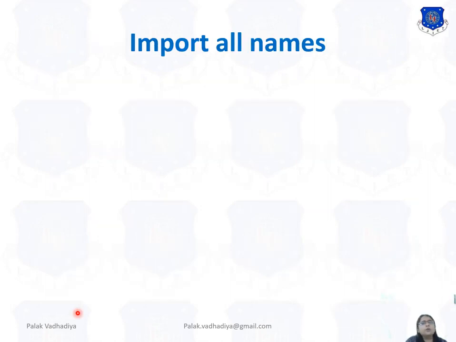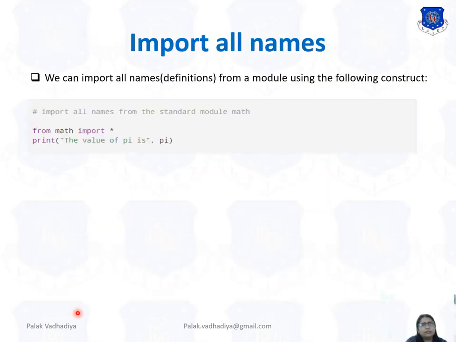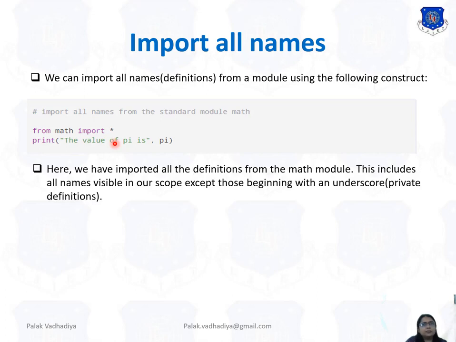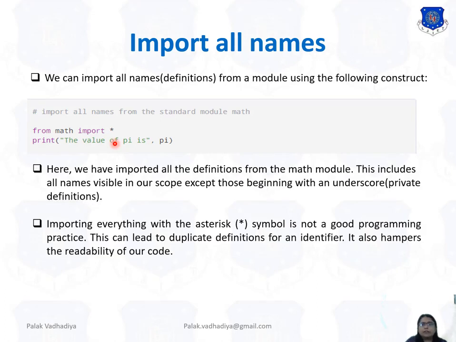Now if I want to import all the names, then simply put the asterisk. That is, inside math, I want every function that is defined inside math. So you import everything with the asterisk symbol, but it is not good programming. Yes, definitely. You have to specify whatever you want to use. But this is one way to import all the names.